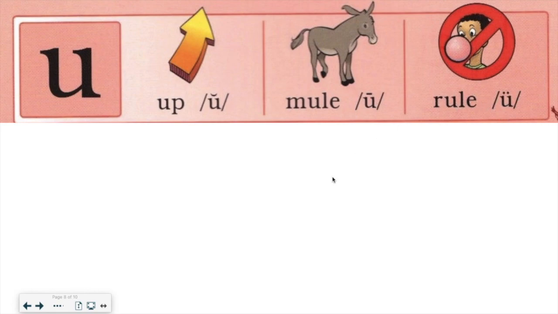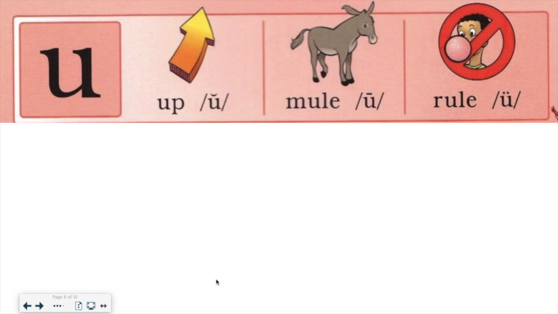So the letter U can actually make 3 special sounds, and with the silent E, it can make 2 special sounds. So let's go over these. U, up. You, mule, you. You, rule, ooh.